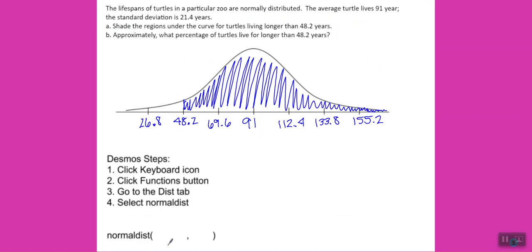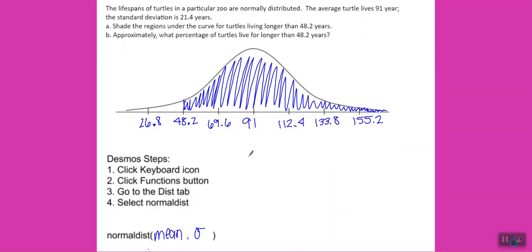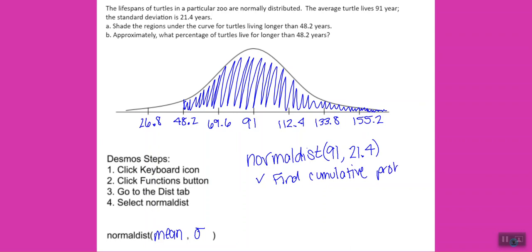Inside the normal dist, we are going to put the mean and then the standard deviation. So in our case, the mean is 91, comma, our standard deviation of 21.4. We want to check the box that says find cumulative probability.